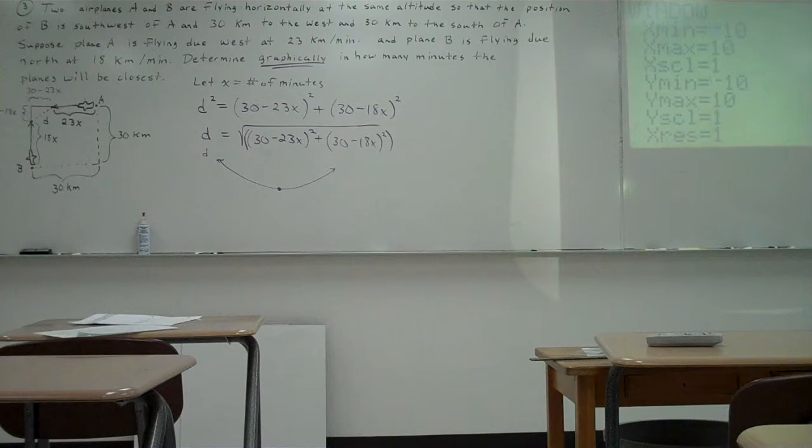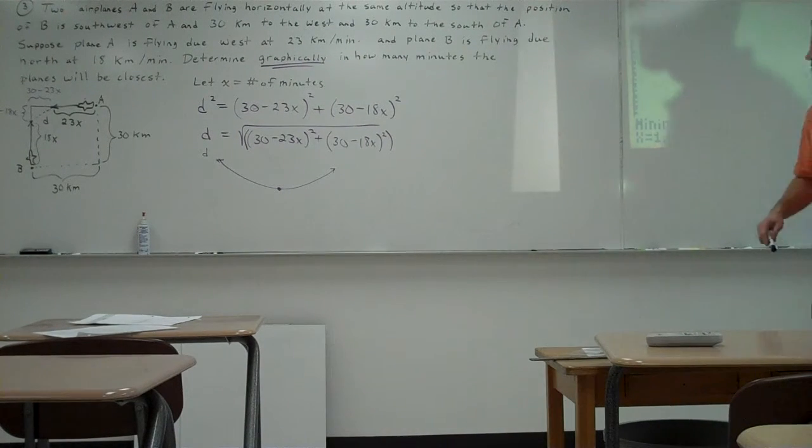So push window, x min is 0, x max is 2 minutes, and y is going to represent the distance between them. Let's just hit zoom 0, zoom fit. And you can see we have a minimum right here. So we find that minimum by going second trace, number 3, a little bit to the left of the minimum, push enter, then a little bit to the right of the minimum, push enter, and then back where we think the minimum's at, push enter.